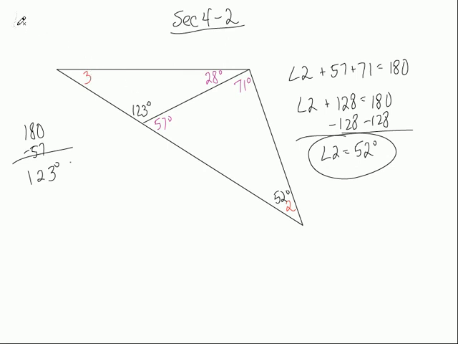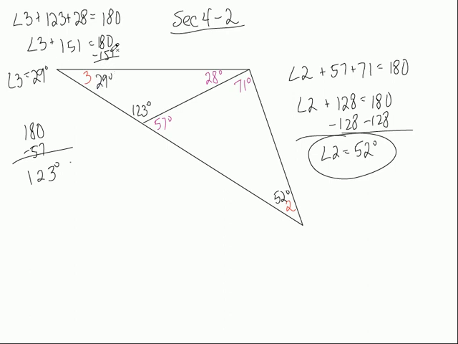What about angle 3? It's the same exact thing. So angle 3 plus 123 plus 28 equals 180. So angle 3 plus, that's a 1, that's a 5, that's a 1, 151, equals 180. Subtract 151 from both sides and you get 29. Is that what you said? Angle 3 is 29 degrees. So that's 29 degrees. Did I do that right? Yes, I did.